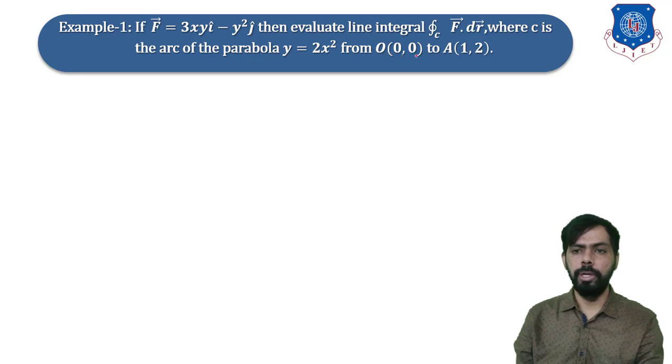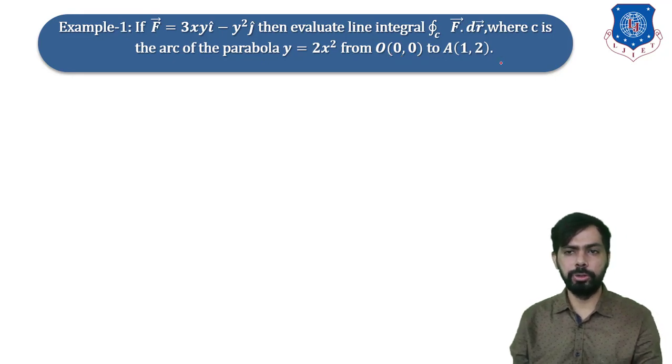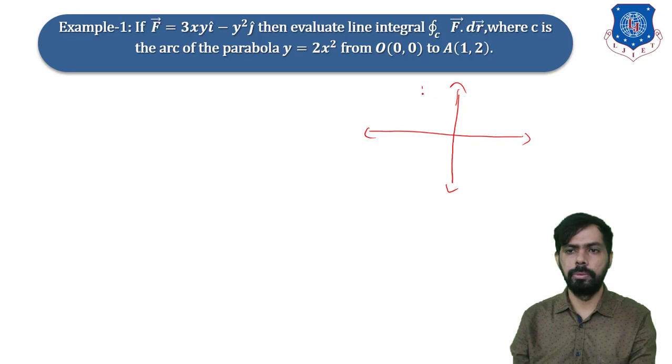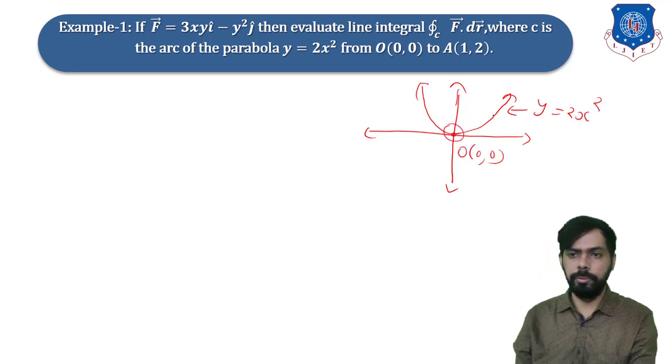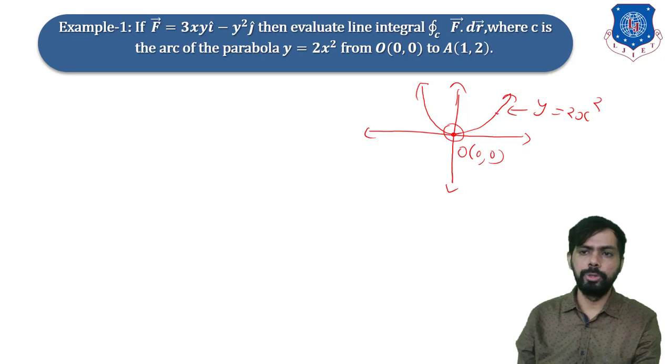First of all, if we plot this graph, it will be a parabola, y equal to 2x square, so it will be like this. This is the graph of y equal to 2x square, and here point O will be (0, 0), and suppose here will be point A, that is (1, 2). So we have to evaluate this line integral.